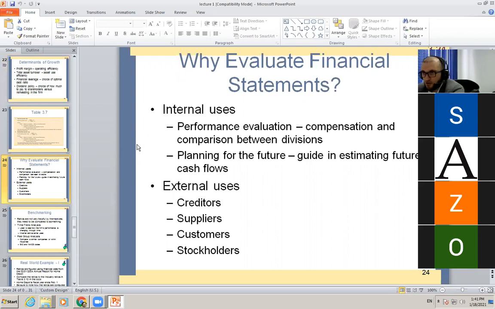So why do we evaluate the financial statements? For the first reason, for internal use, like to evaluate the performance, we need to see how it could be managed properly. If you do not evaluate the financial statements, you will never know where your profit comes from, okay?